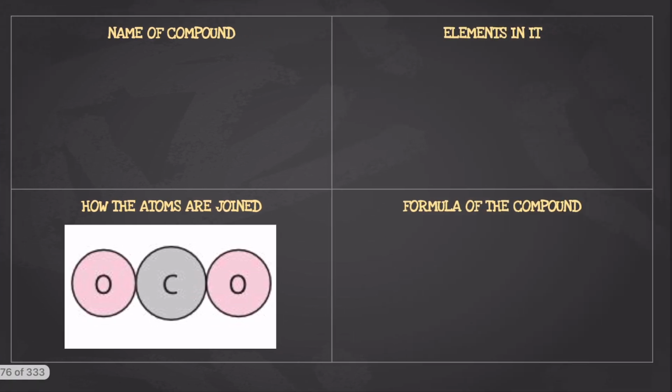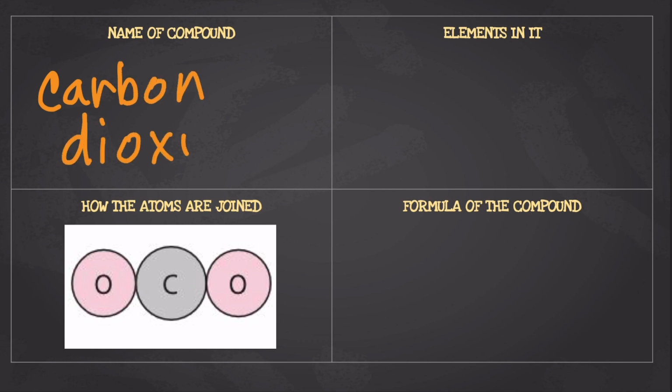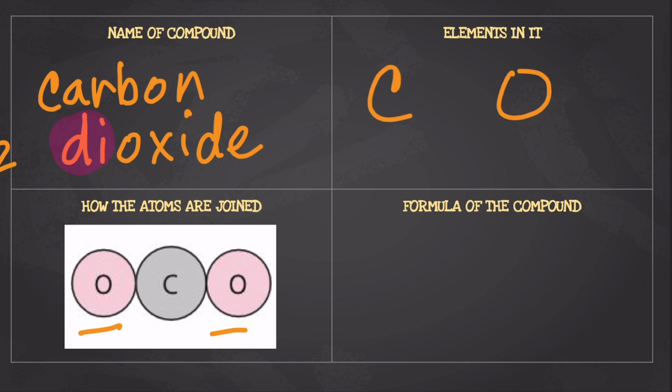Now, let's look at another example. So this is called carbon dioxide. Now, di is the prefix for two, and it's because there are two oxygen atoms. What are the elements in it? Carbon and oxygen. And what is the formula? CO2.